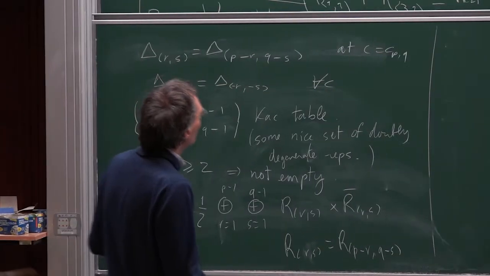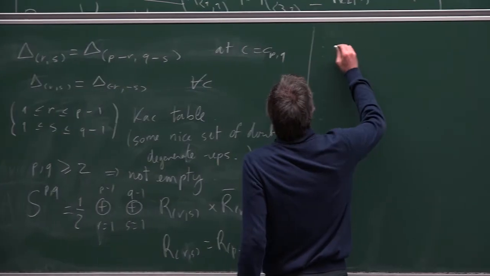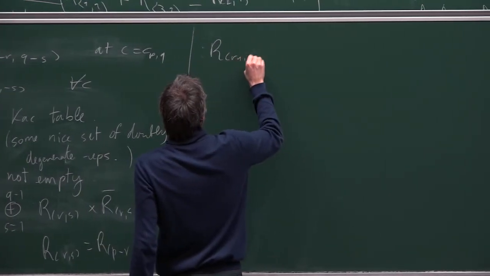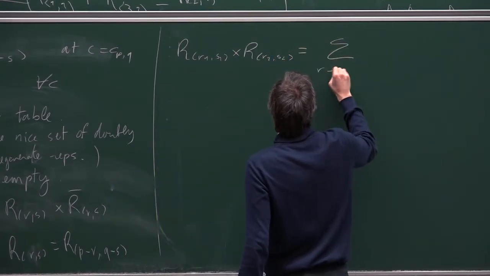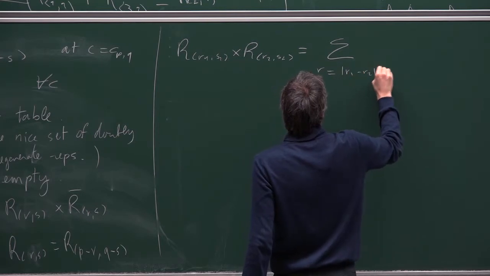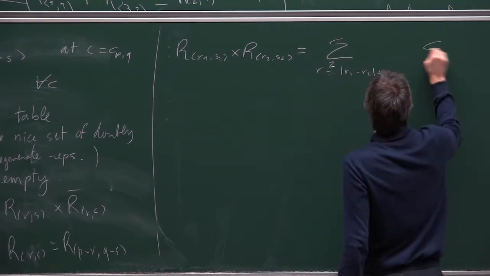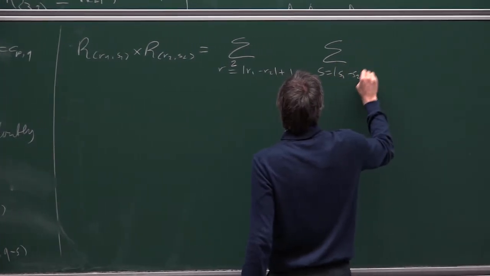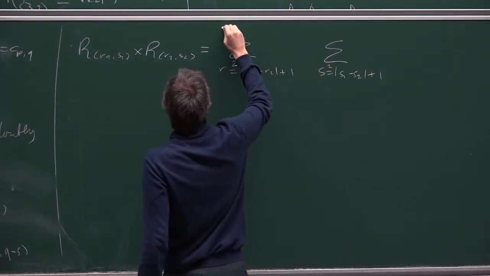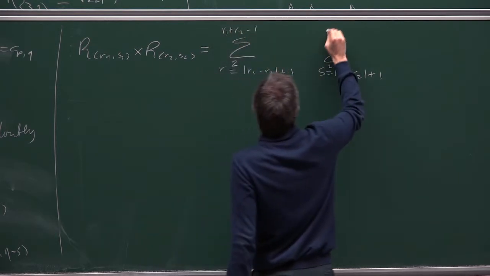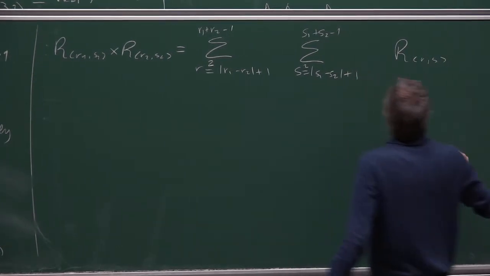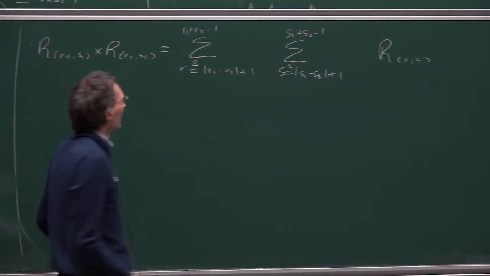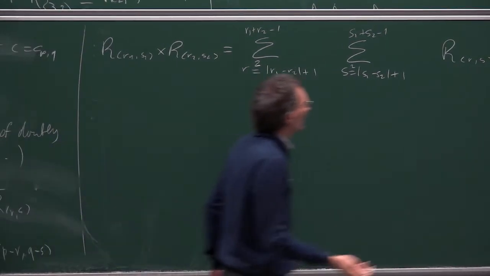So where do we start? Well, we start again from the general fusion rules of degenerate representations, which I'm going to rewrite. R1 S1 times R2 S2 equals the sum, R equals R1 minus R2 plus 1 by steps of 2, S equals S1 minus S2 plus 1 by steps of 2, up to R1 plus R2 minus 1, R, S. So that would be for any central charge.